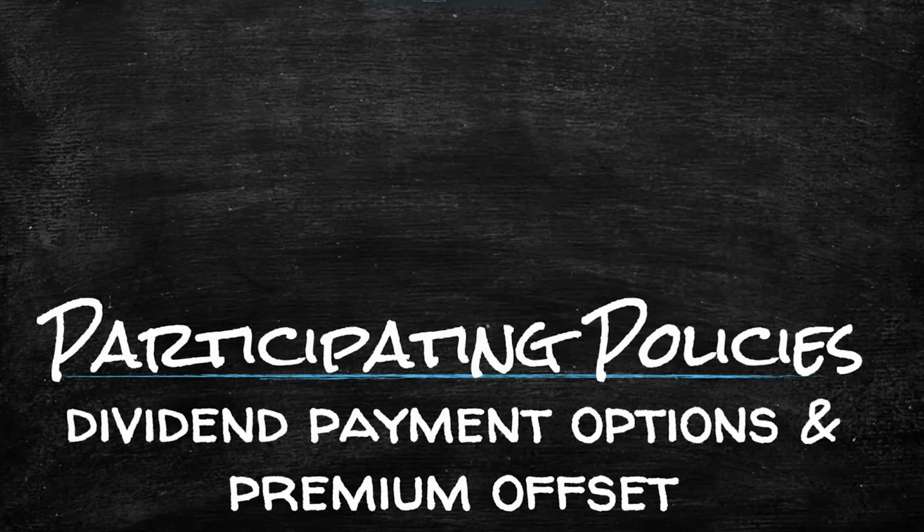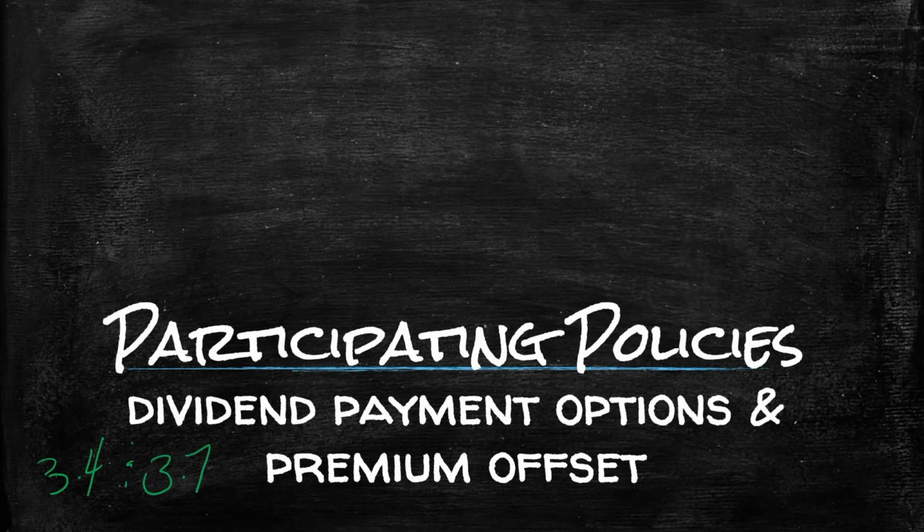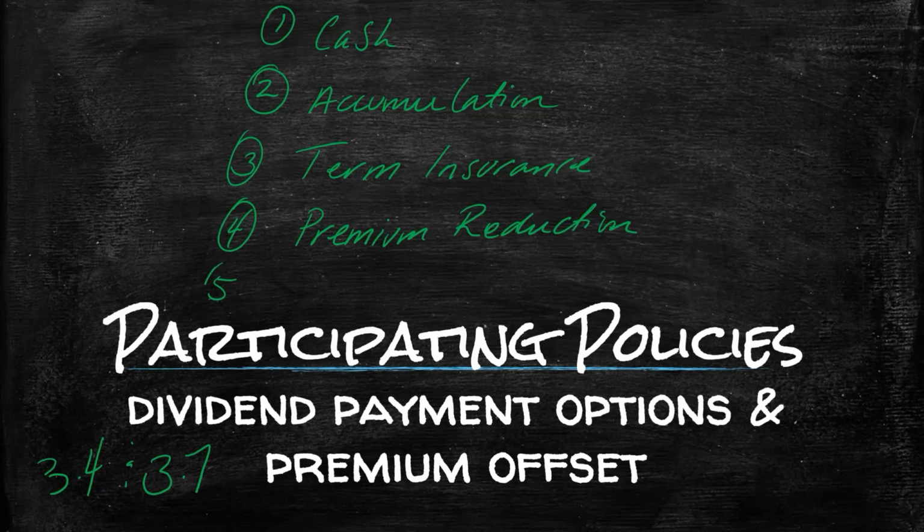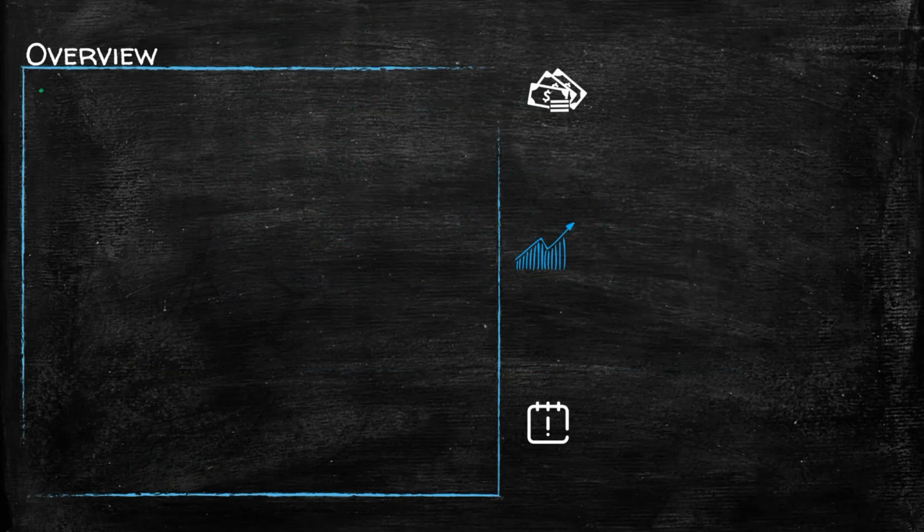Dividend payment options and premium offset for participating policies can be found in sections 3.4 and 3.7 in your study notes if you are looking for additional information. The dividend payment options are cash accumulation, term insurance, premium reduction, and paid up additions. So we're going to go through these 5 different options over the next couple slides.